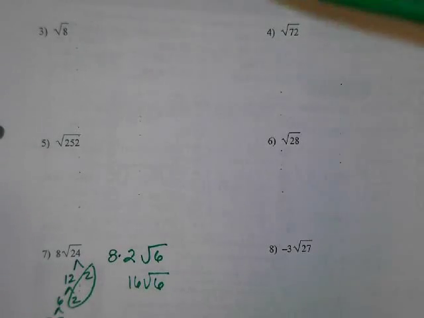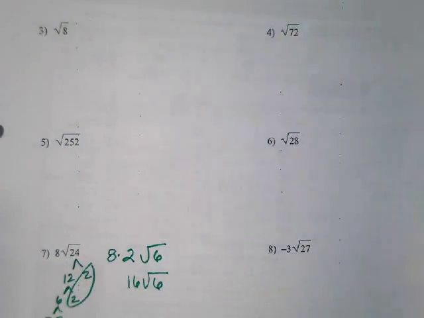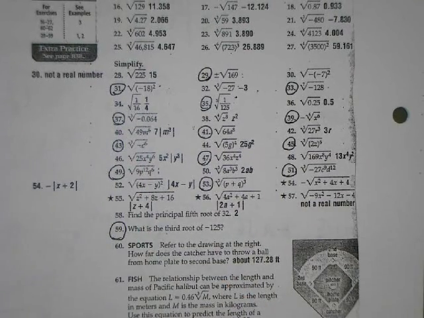Alright, so you want to be looking at, these are all square roots on this page, so your index is 2. On your homework, which is on the back, you want to be looking at your index to know what you're pulling out. So if I have a cube root, I'm going to look for 3 of a kind. If I have a 4th root, I'm looking for 4 of a kind.